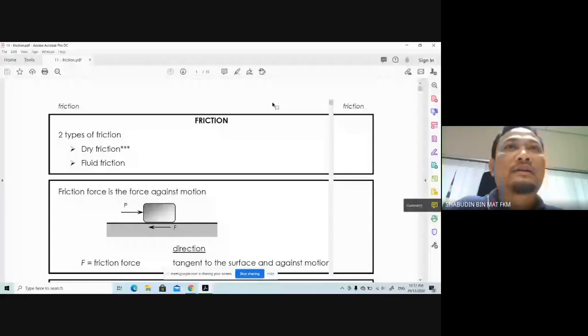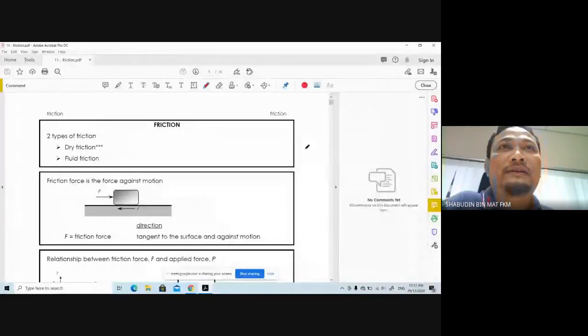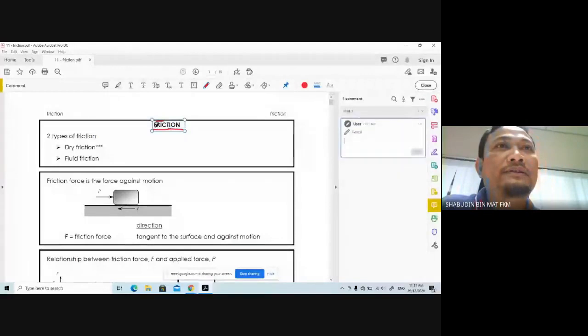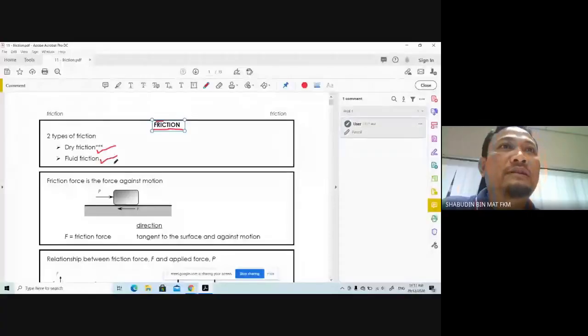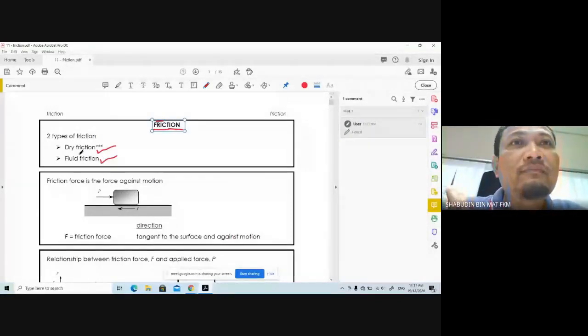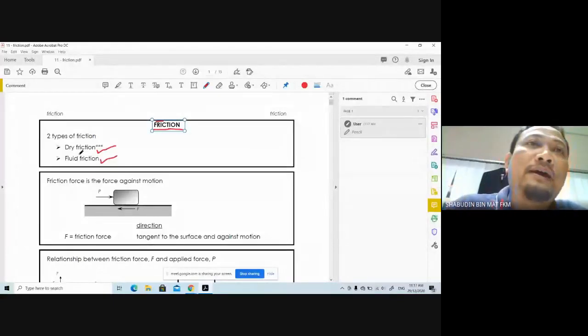Okay. We do friction today. So we have two kinds of friction: dry friction and fluid friction. Fluid friction we will do in fluid mechanics too, so subject to you passing fluid mechanics one. Today we will do dry friction only. So it's so simple.